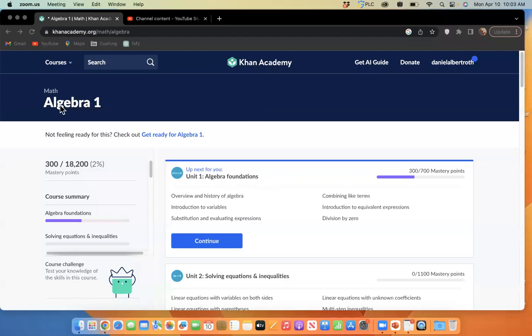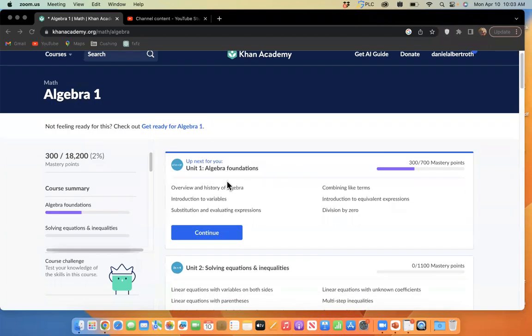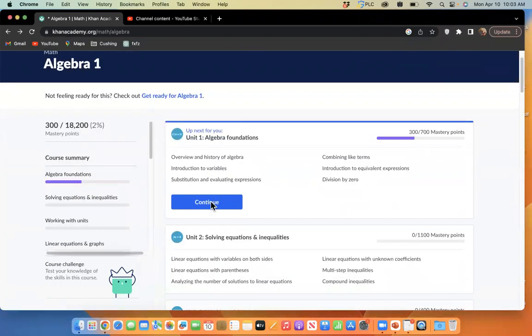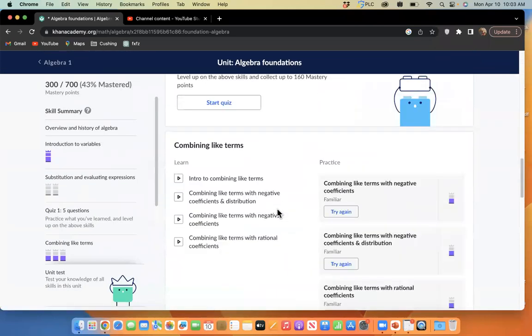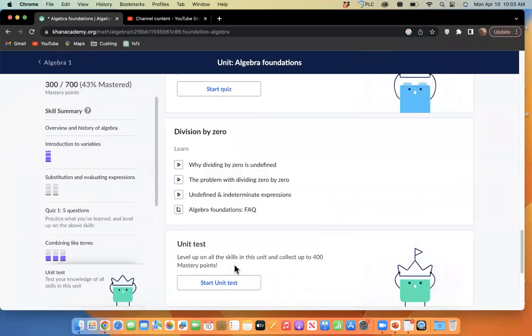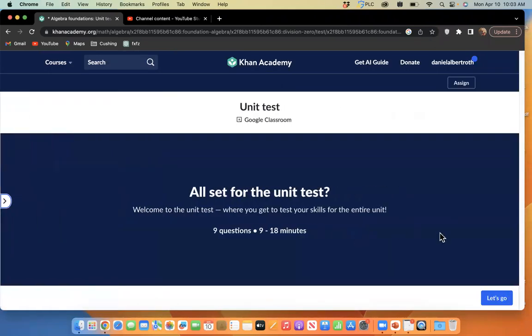Hey everyone. So we're in the Khan Academy Algebra 1 class, looking at the first unit today, Algebra Foundations. I'm gonna go ahead and do the unit test at the end of this, talk through my answers, and hopefully help you guys solve these as well. This is the unit test for Unit 1 in Algebra 1.